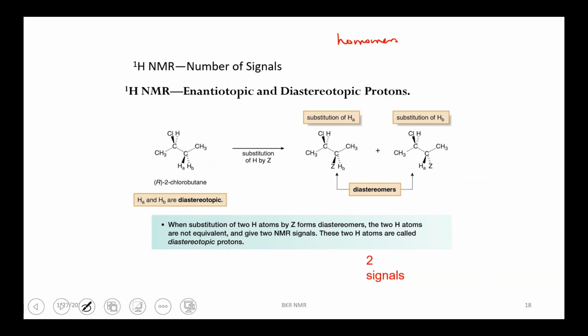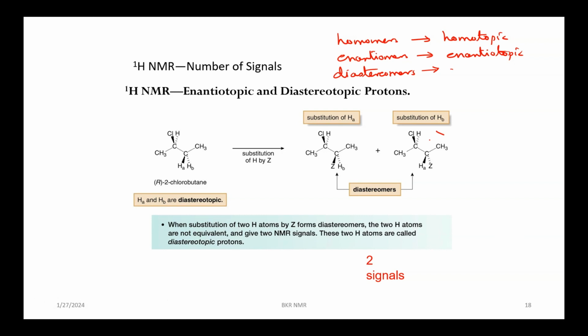If I get homomers, the methylene protons are homotopic. If I get enantiomers, the methylene protons are enantiotopic. If I get diastereomers: enantiomers are mirror images of each other, non-superimposable mirror images of each other. Diastereomers do not have this mirror image concept. So these diastereomeric protons, they'll become diastereotopic.